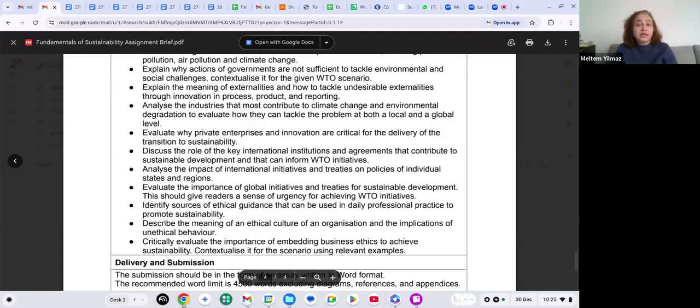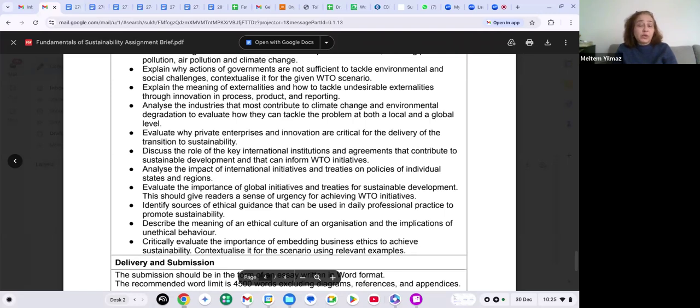So here you can give examples of some vulnerable and endangered regions which are facing the risk of climate change and biodiversity loss. We expect you to evaluate the importance of global initiatives and treaties for sustainable development. This should give readers a sense of urgency for achieving World Trade Organization initiatives.